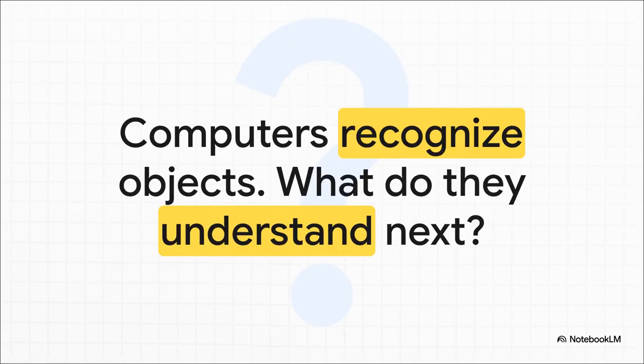So we've gone from teaching computers to just see pixels to teaching them to recognize objects. And that leaves us with a final, pretty provocative thought to chew on for the future. Now that they can recognize, what should we teach them to understand next?